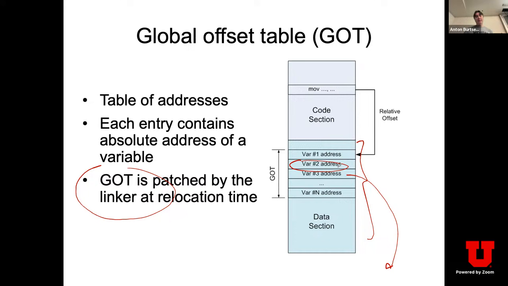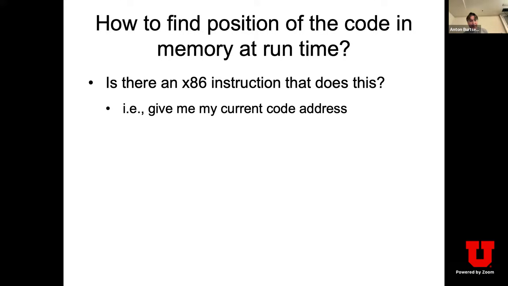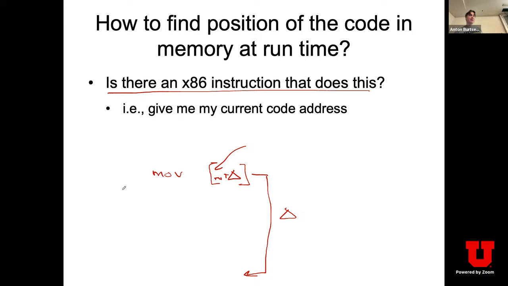So now I will ask you a question, which is a little bit unusual. Imagine you are doing this move instruction, and you want to access a place in the GOT. I know the distance to the GOT, it's some delta. But in order to put an address here, I will put this plus delta, but I need something here as well: some kind of register which shows me my current location in the program. So do we have an instruction for this?